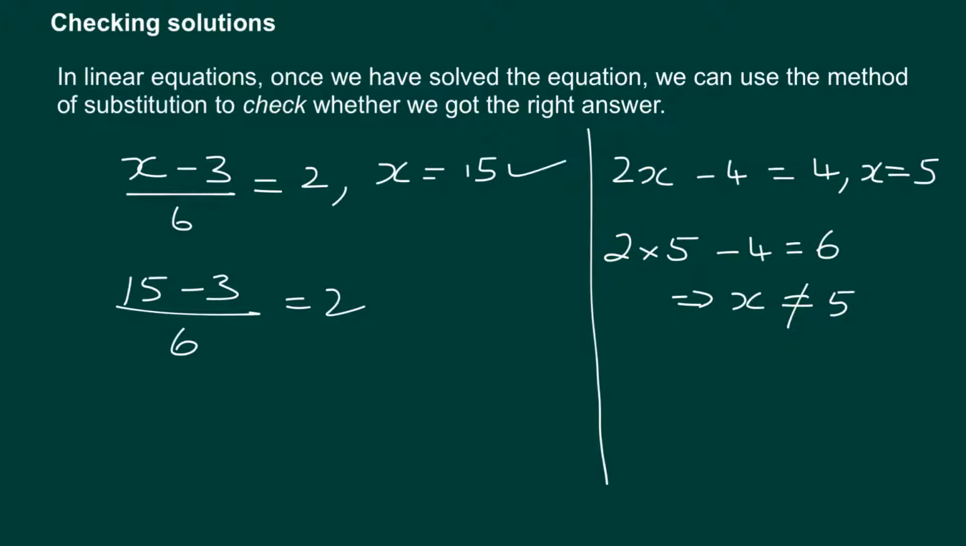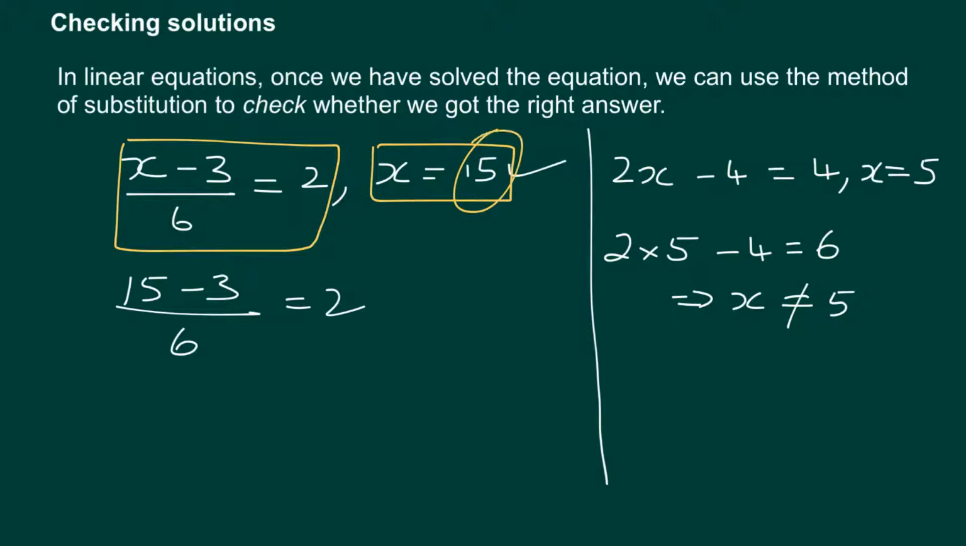So let's say we've been given this equation here to solve, and we find the answer of x equals 15. Now, I don't know if we've got it right. So all we have to do is take that value of x equals 15 and substitute it back into the original equation. So just like I've done it here. So instead of the x, I've substituted the value of 15. So now we have 15 minus 3, which is 12, divided by 6 gives us 2. So that corroborates with the original equation that we had here. So we know that x equals 15 is the correct answer.